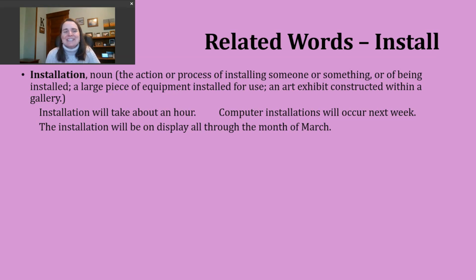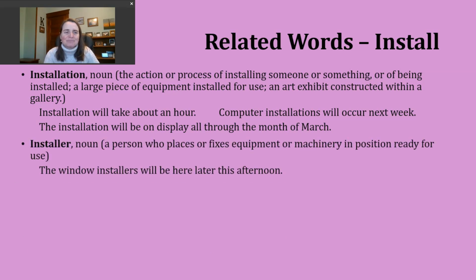A third way to use the noun installation is going to sound very different, but it's used with art exhibits that are constructed within a particular gallery or space, and they might be there for limited periods of time. So, an example of this will be the installation will be on display all through the month of March. Someone's discussing that plan or discussing a particular exhibit that can be viewed.